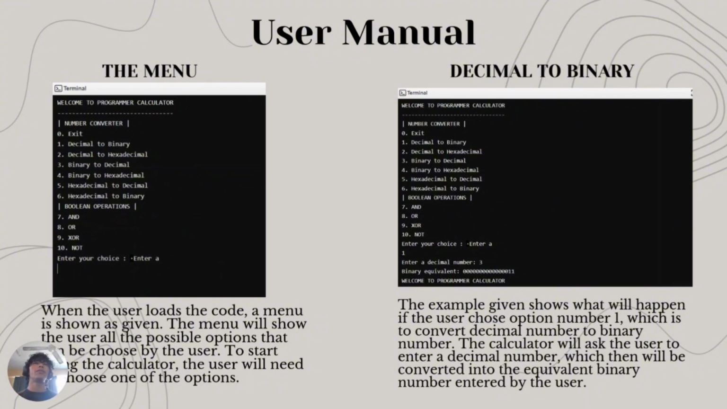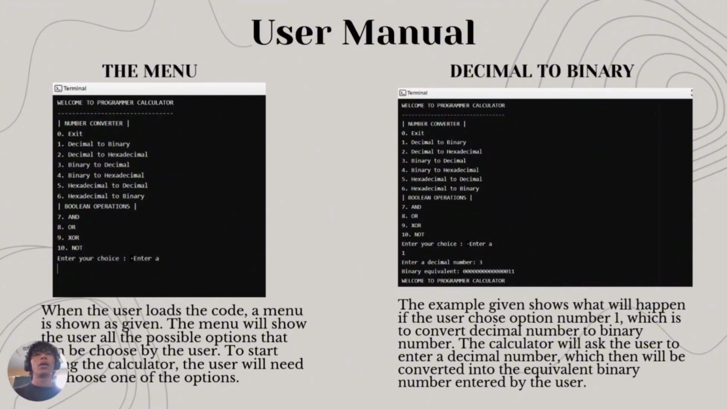So for the user manual, firstly, when the user loads the calculator, a menu will be shown as given by the picture. The menu will show the user all the possible options that can be chosen by the user. To start using the calculator, a user just needs to choose the option they want and enter the input into the calculator. For example, if the user chooses number 1, which is the decimal number converted into binary number.